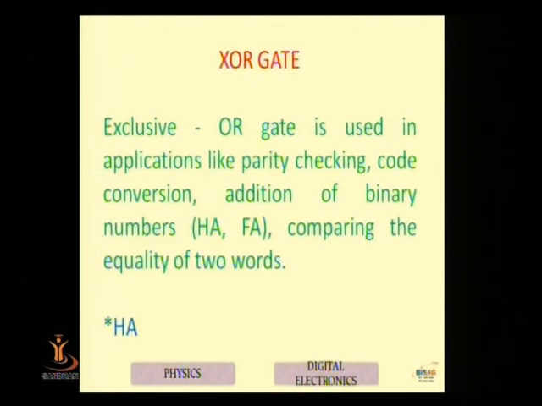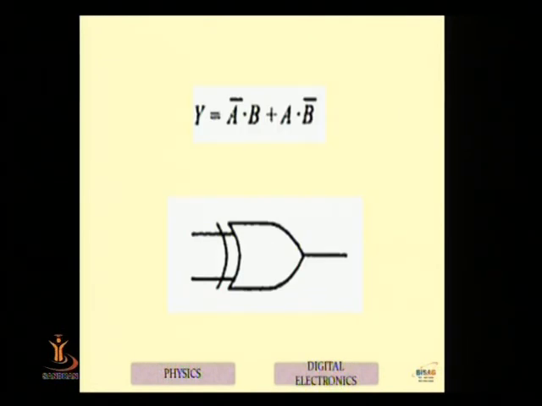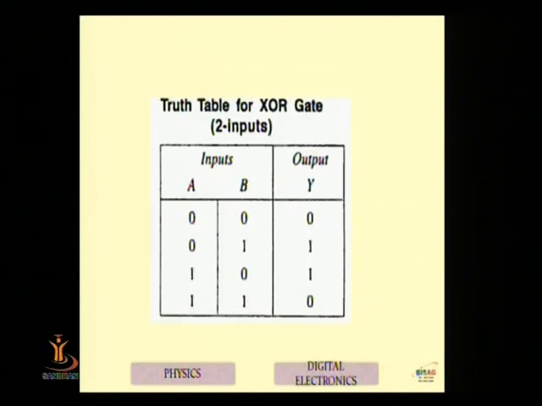Then comes the XOR gate. The XOR gate and XNOR gate are the two gates which are very important for making adders. Basically, we design the half adder and full adder with the help of the XOR gate. Parity checking is one of the applications of these two gates. The equation of the XOR gate is a bar dot b plus a dot b bar.